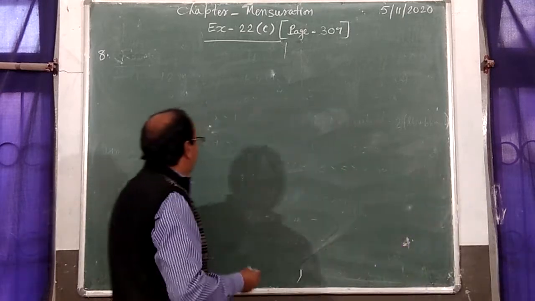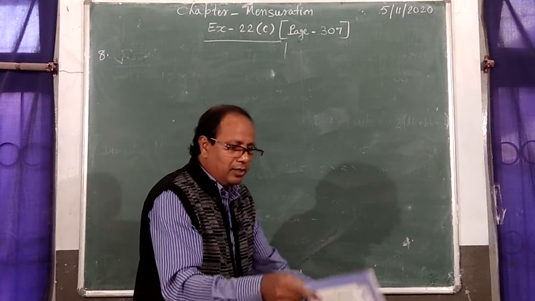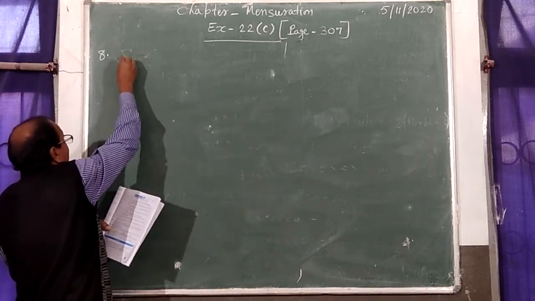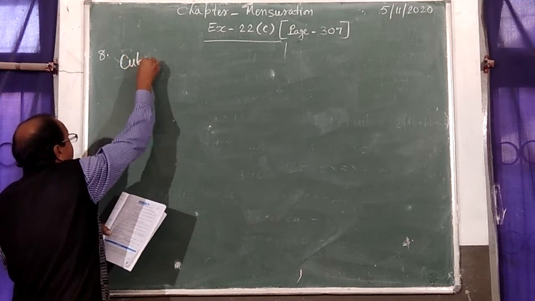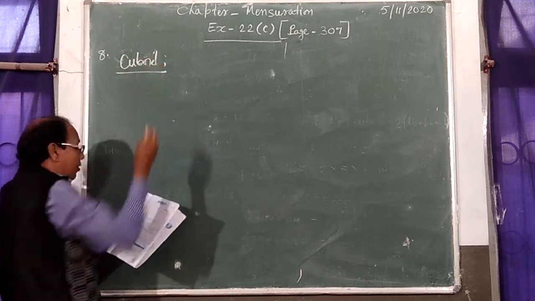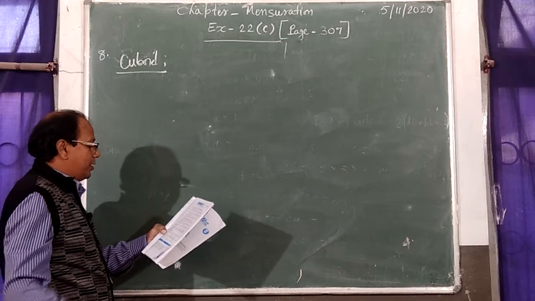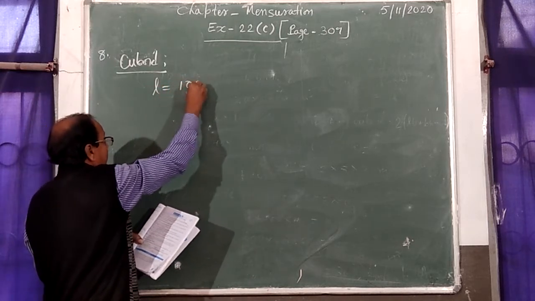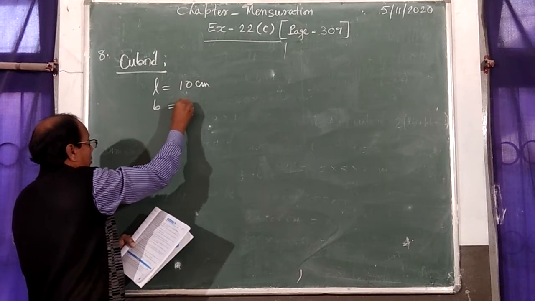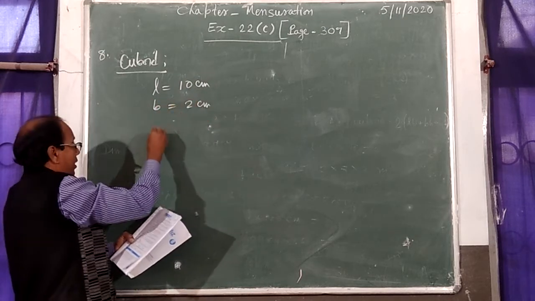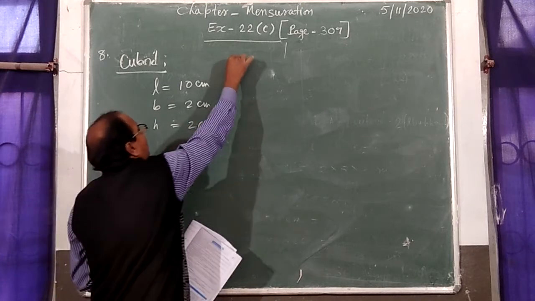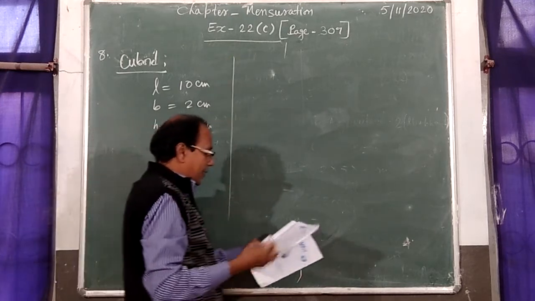Okay. Now let's start. Here let's go for two things. One is first cuboid and then we'll go for cube. Cuboid dimensions: length 10 cm, breadth 2 cm, and height here 2 cm. You can go for side by side if space is sufficient.